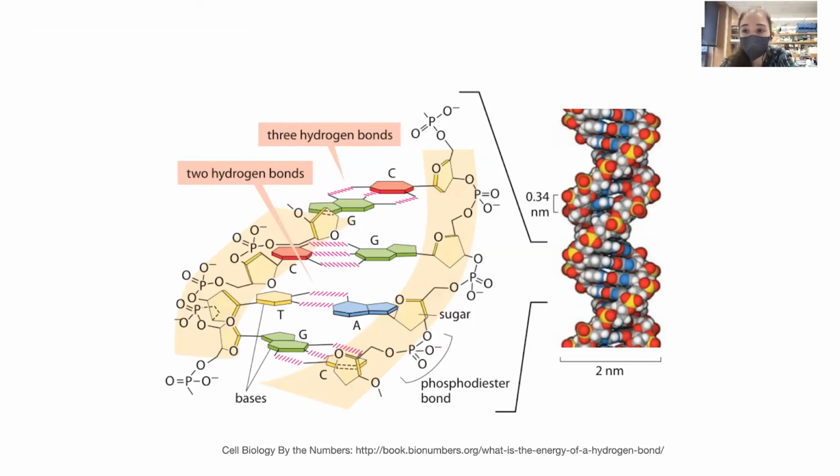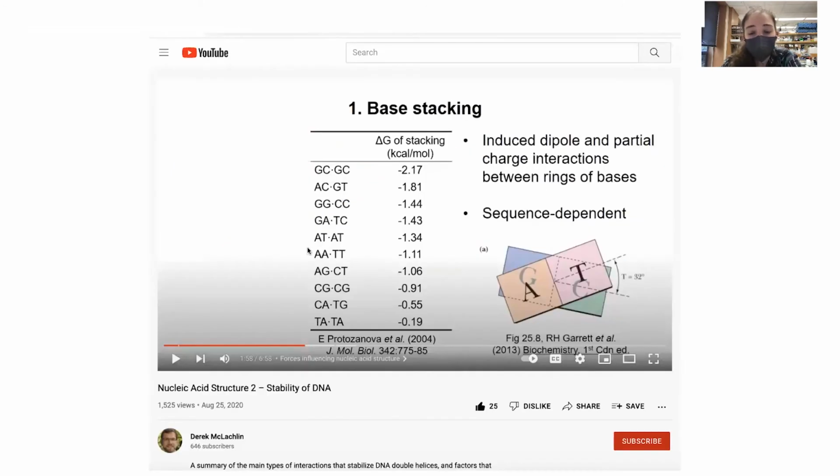You can think of it as providing a lot of stability, that you're having all of these pi stacking interactions. And it turns out that these pi stacking interactions are sequence dependent. And so when you have GC sequences, it's going to offer a lot more in terms of stabilizing effect.